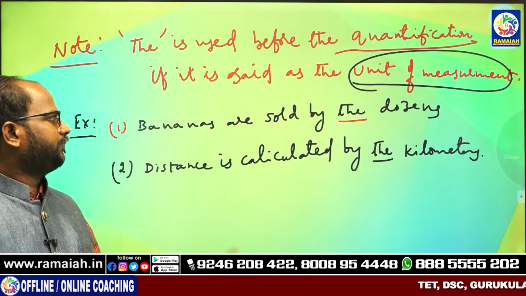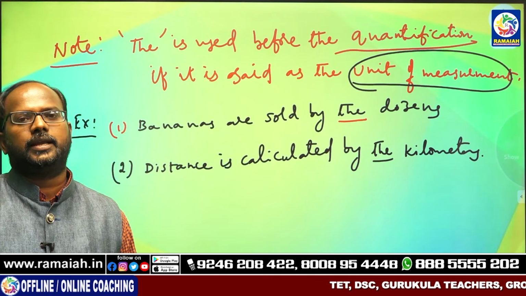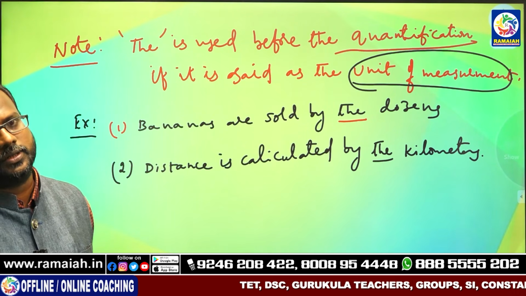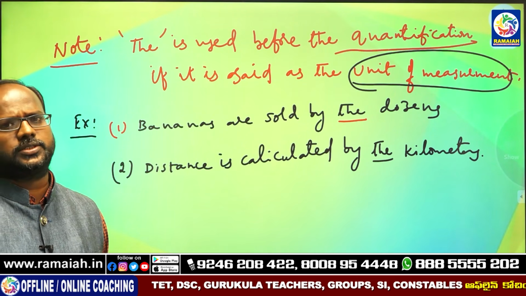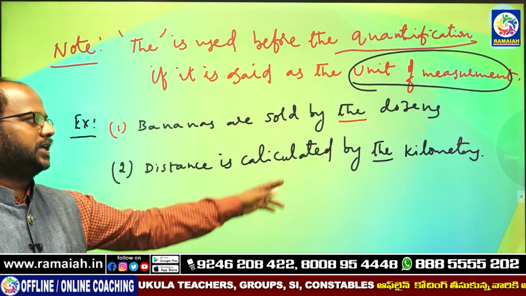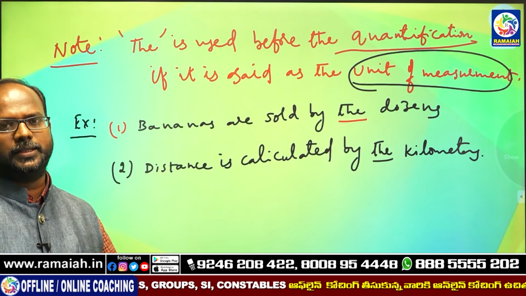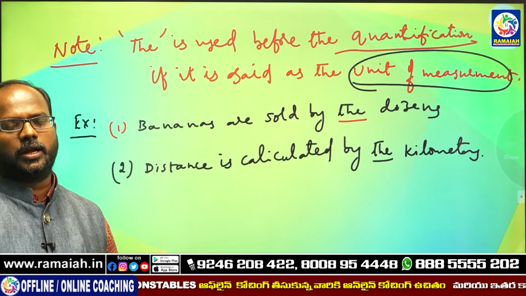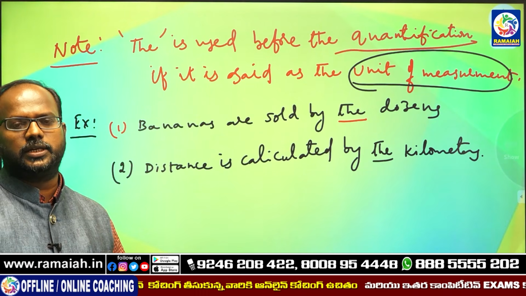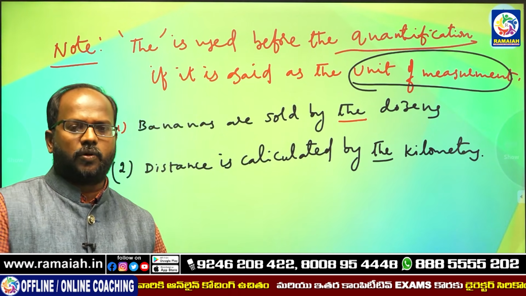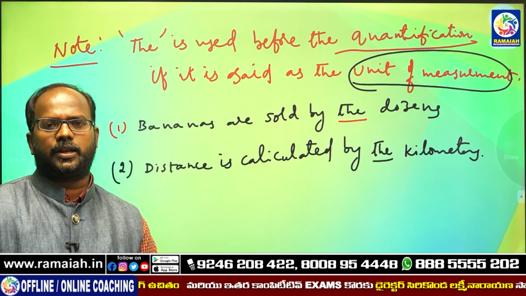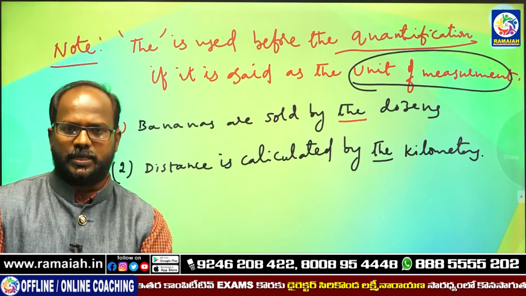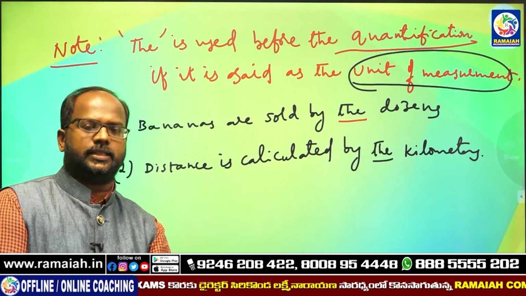Say for example, bananas are sold by the dozens, not a dozen. The dozen or the dozens. By the dozen, by the liter, by the meter, dozen, 100, 1000, meters, liters, kilometers. The quantification items, if they are used as the unit of measurements, then we use article the.